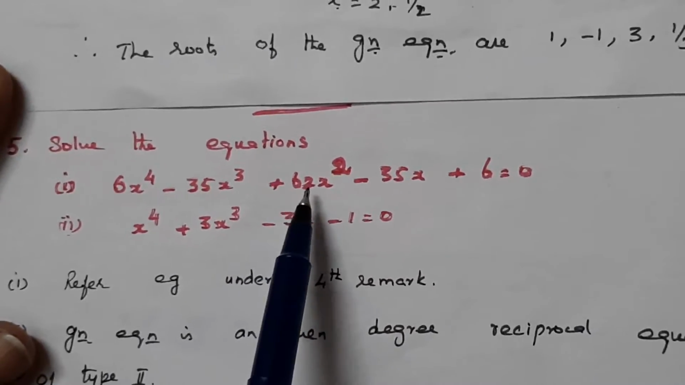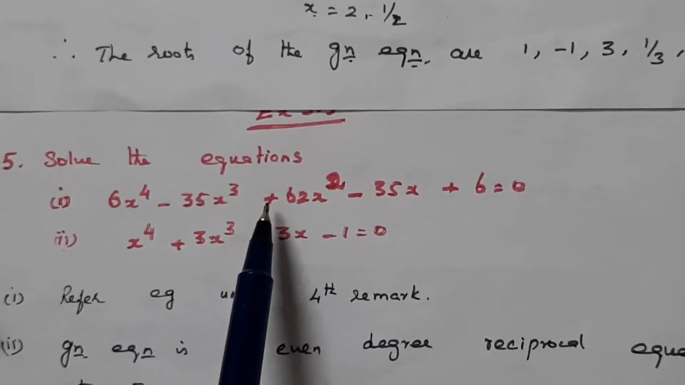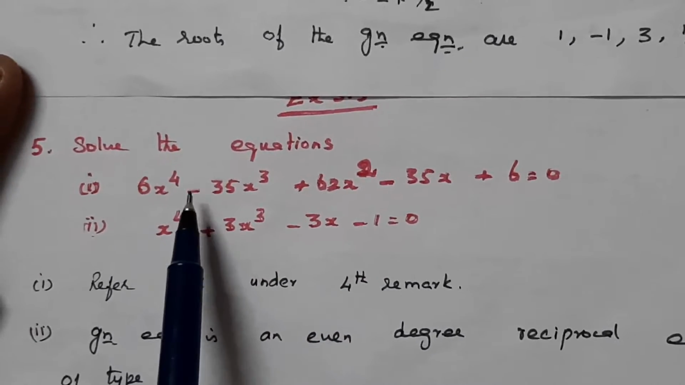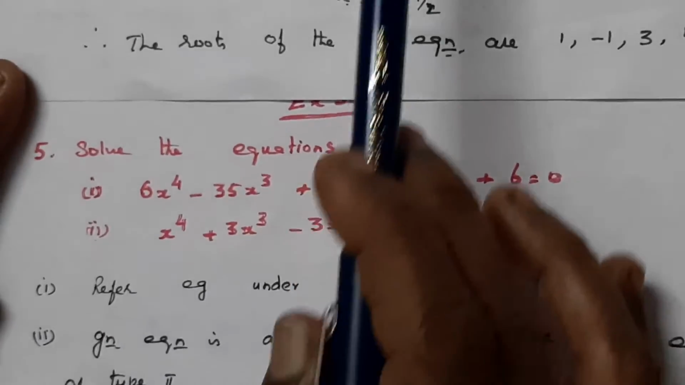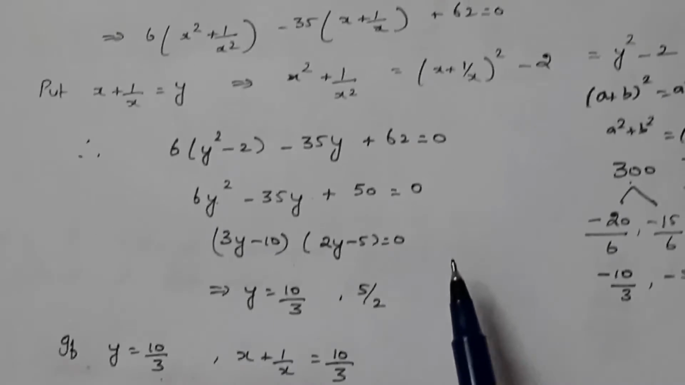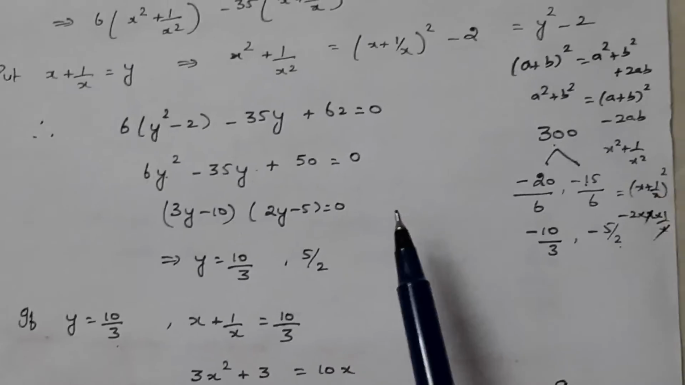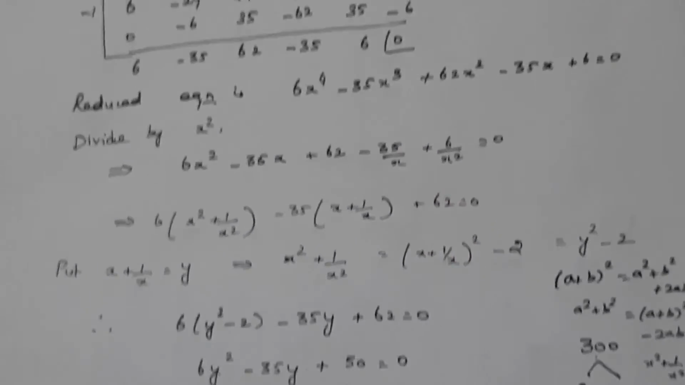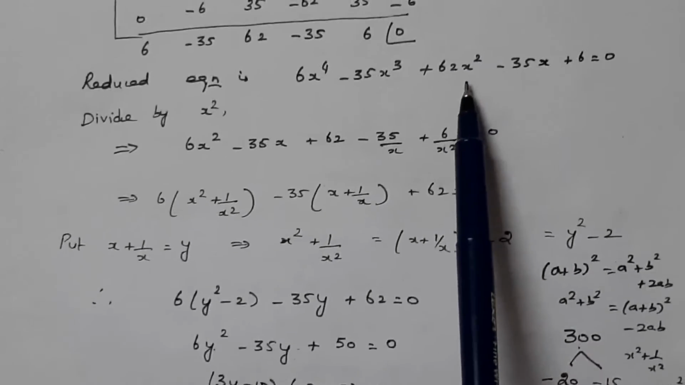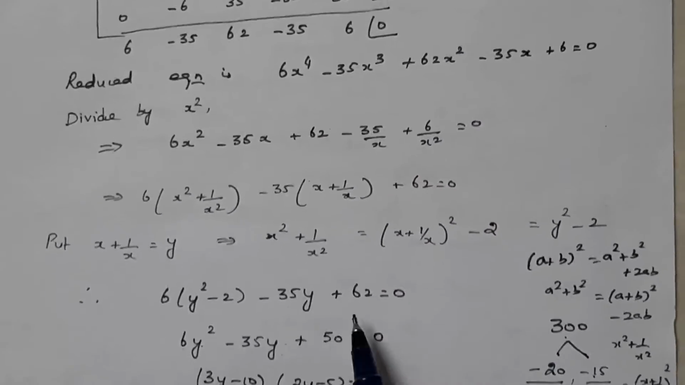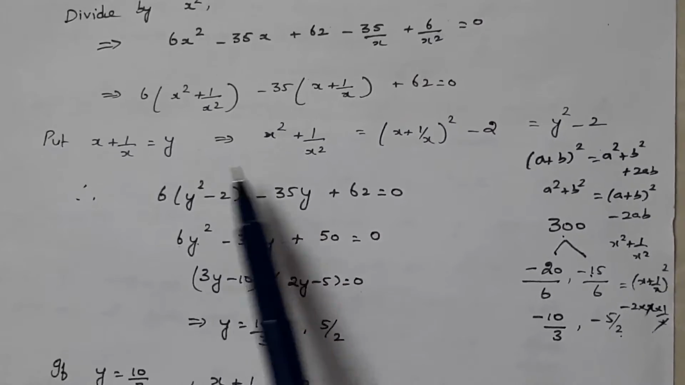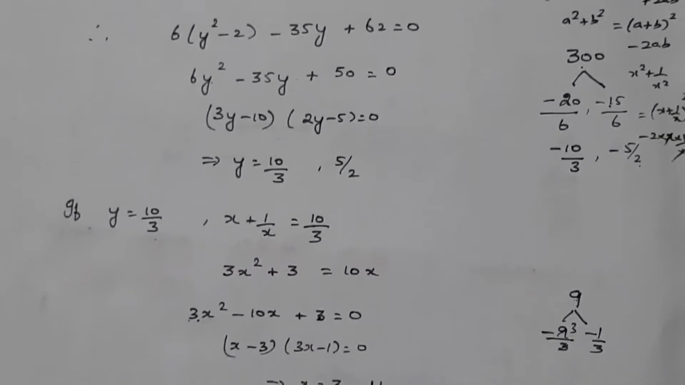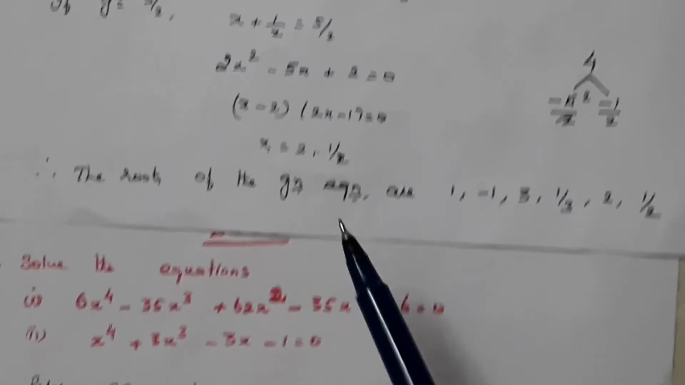This equation is nothing but the first equation. So the same thing, you have to proceed just like this problem. From here, you have to divide by x squared and then group the terms and take x plus 1 by x to be y, reduce the equation in terms of y, solve for y and get the values. The same thing.